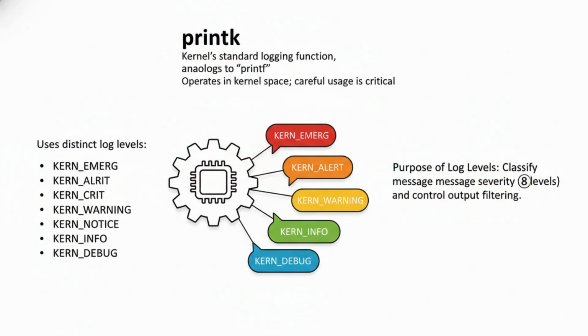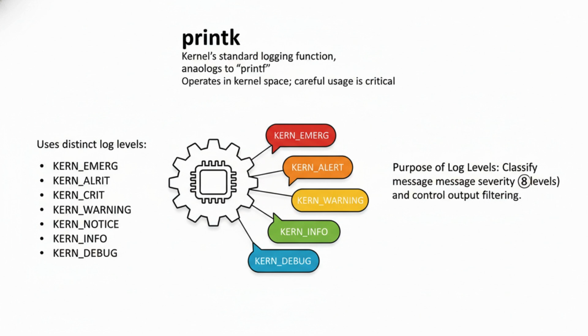The printk function serves as the Linux kernel's fundamental and most ubiquitous logging mechanism, acting as its equivalent to the printf function found in user space. However, printk operates exclusively within the kernel's privileged environment, necessitating careful consideration of its usage. A key distinction is its implementation of distinct log levels, ranging from KERN_EMERG for critical system-wide emergencies to KERN_DEBUG for verbose development time information.